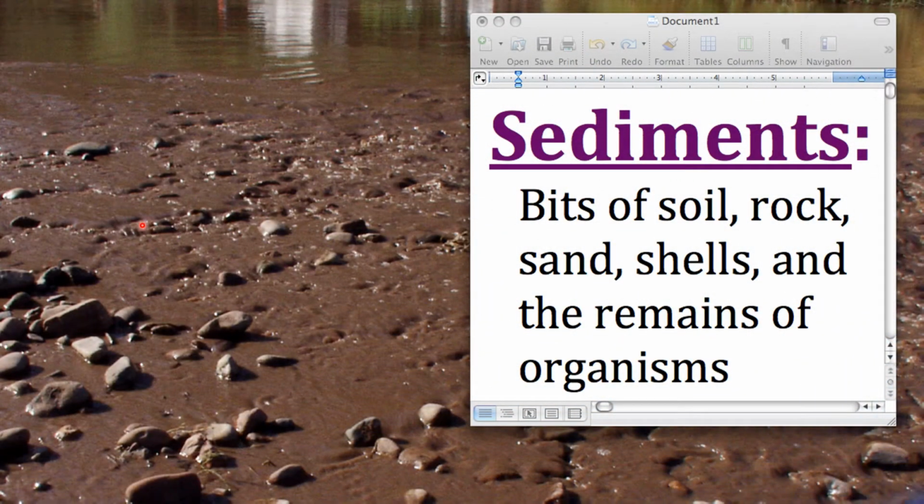So this is silt. This is what it looks like. And it's made up or comprised of bits of soil, rocks, sand, shells, remains of organisms. And it's finely ground. It's very small particles, about 10 times smaller than that of a sand particle. And it's got the same specific gravity, 2.6 to 2.9. And this is what plagues most irrigation systems, both the filters as well as the actual irrigation system itself.